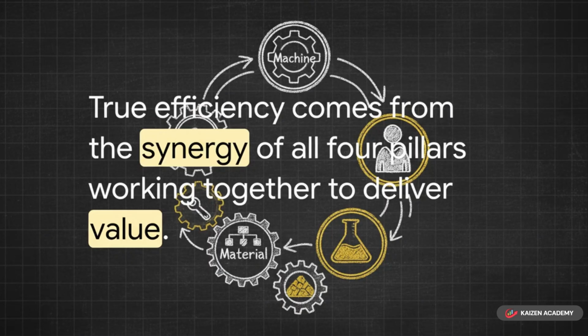And that's the whole point. These pillars are totally interdependent. You can't change one without affecting all the others. A great method is useless without skilled people. Your amazing machines will break down without quality material. Real efficiency only happens when you balance and improve all 4 of them together, as one.